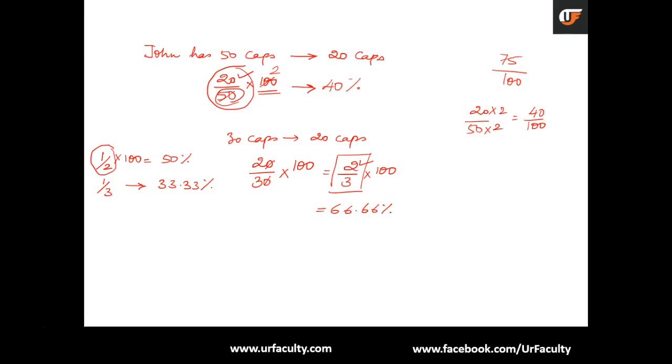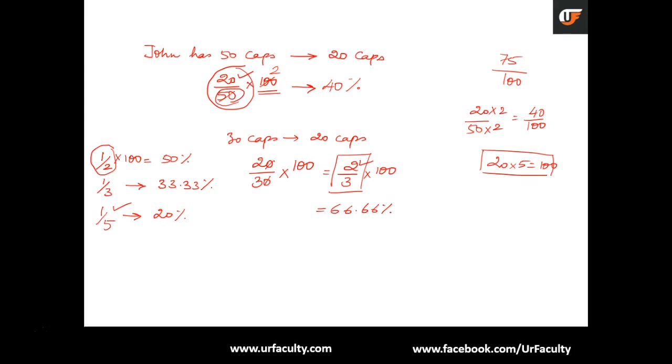Now certain other fractions that you come across in your exam are 1 by 5. Don't waste your time using a calculator when you get it in the exam. It just means that it is 20%. How did you do that? 20 into 5 is equal to 100. So if you remember this, all that you have to do is, if you get 1 by 5, it is 20%.